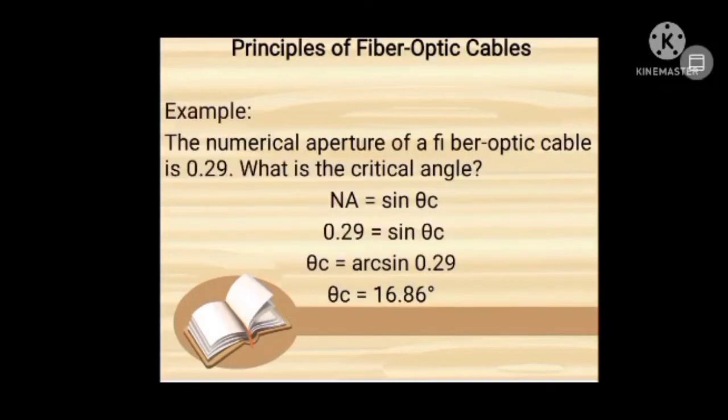So here's an example of numerical aperture. The numerical aperture of a fiber optic cable is 0.29. What is the critical angle? We know that the numerical aperture is equal to the sine of the critical angle. But this time, the critical angle is what we're looking for. So if we substitute the value of the numerical aperture, which is 0.29, and get the sine inverse of both sides, we should be getting the critical angle, which is 16.86 degrees.